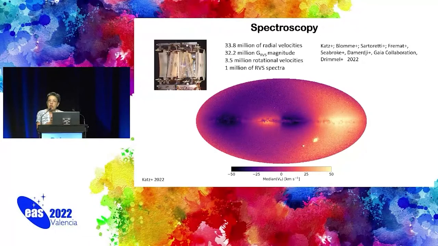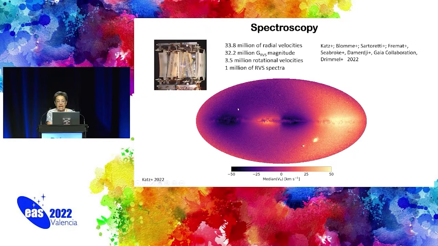Till now we had only 7 million radial velocities, and we have now 33 million, which changes completely the scene for working on the structure and kinematics of the galaxy. We also have 3 million rotational velocities, and we have published 1 million of those spectra, so you can work directly with the spectra if you want. In this map of the radial velocities, the third component of the velocity, the different colors correspond to different velocities. The darker are the areas of the galaxy where the stars are approaching us, and the bright ones are receding from us.